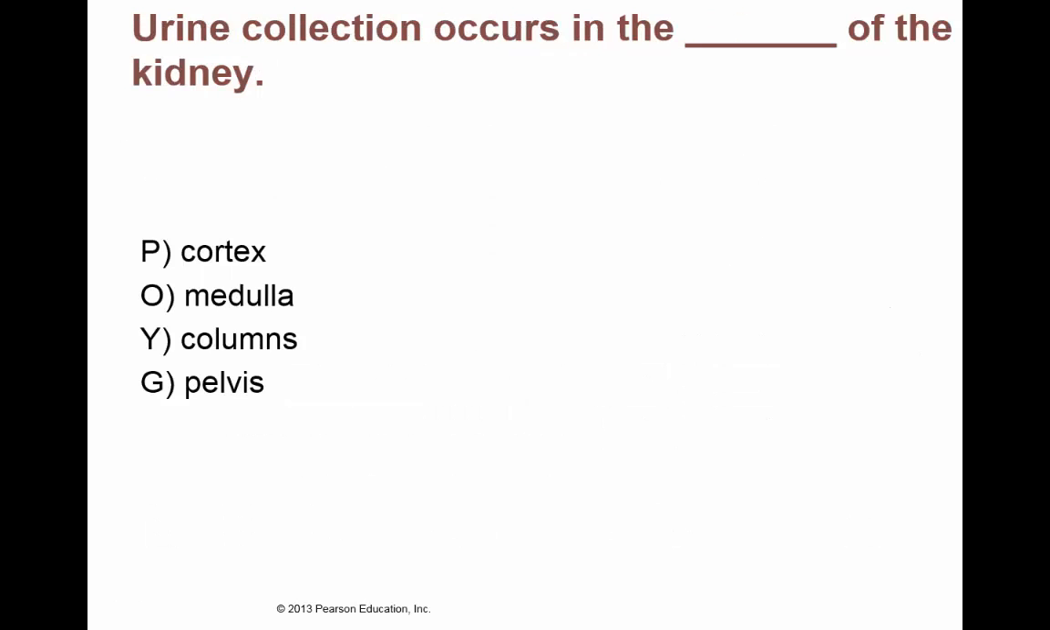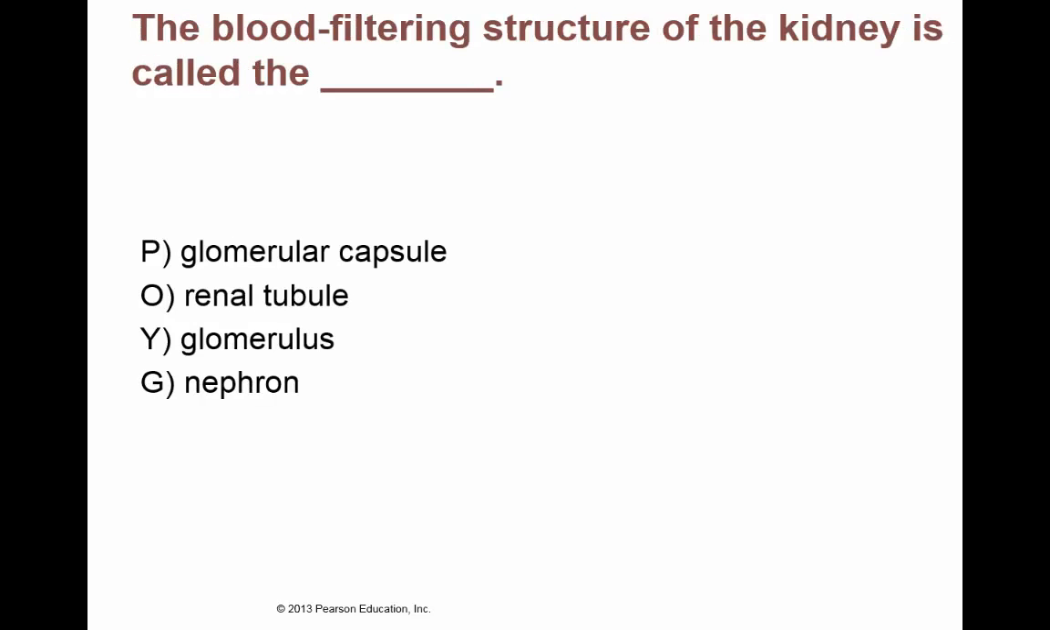All right, some review. Urine collection occurs in the what part of the kidneys? It is green. In the pelvis parts, that's where everything, it's getting made in the other regions, although it's not even getting made in the columns. And then it collects in the renal pelvis. The blood filtering structure of the kidney is called the what? It is the glomerulus, that's where blood gets filtered.